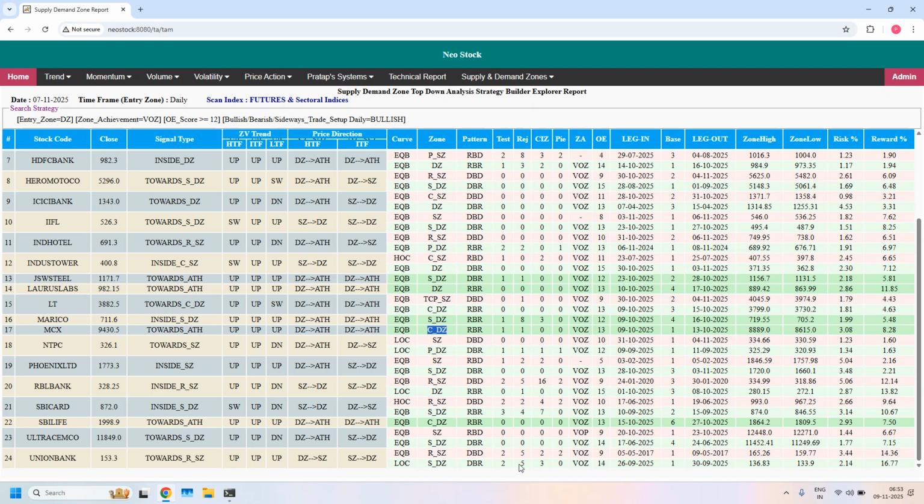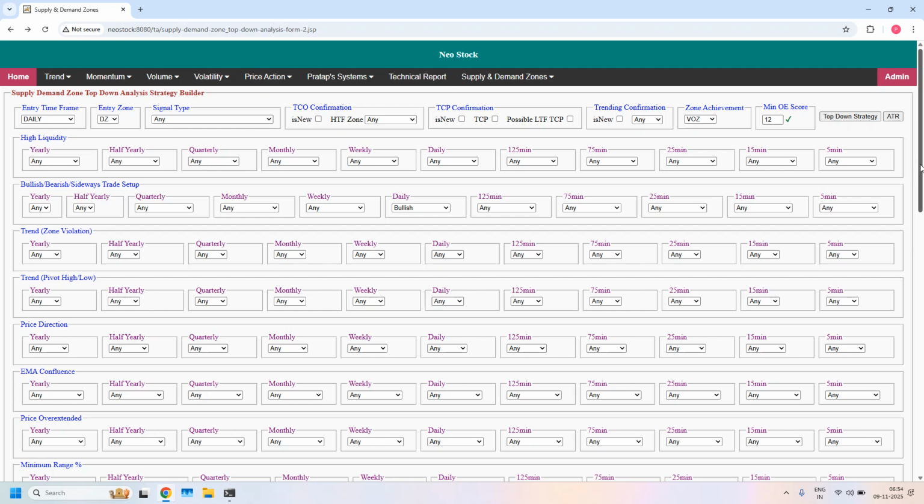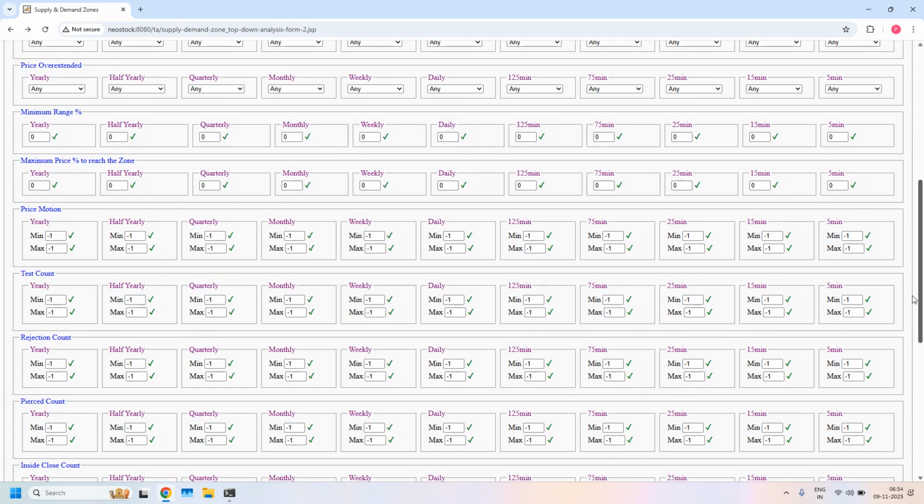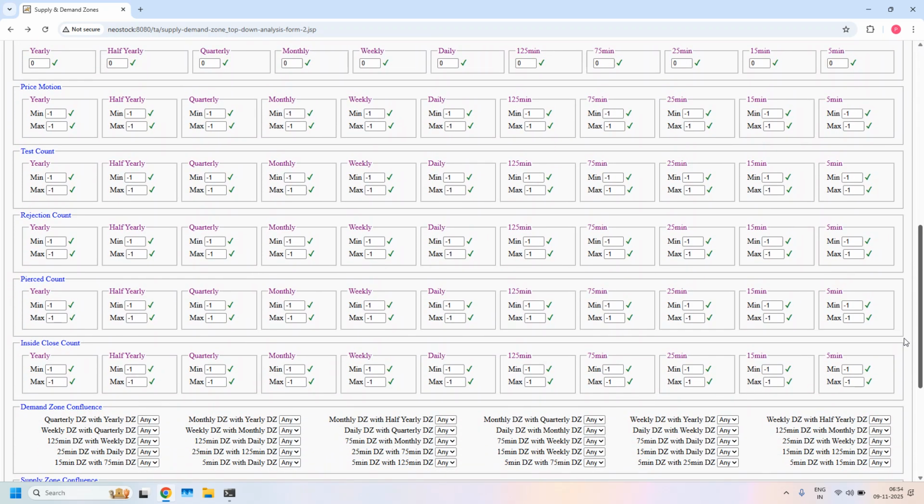Out of these 24 daily demand zones, there could be some high probability trade setup daily demand zones available. So we will filter them based on 2 different strategies that you learned in lesson 27. So each strategy is having 2 steps. So first strategy, first step, LTF and ITF demand zone confluence. LTF daily. So daily and weekly demand zone confluence.